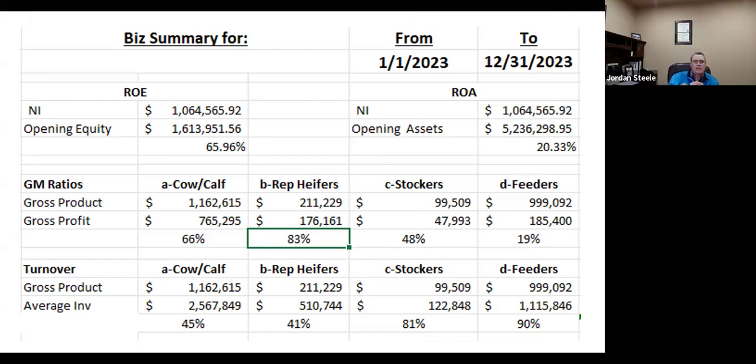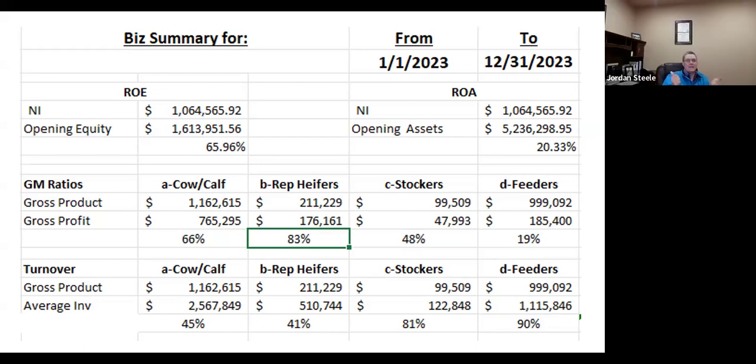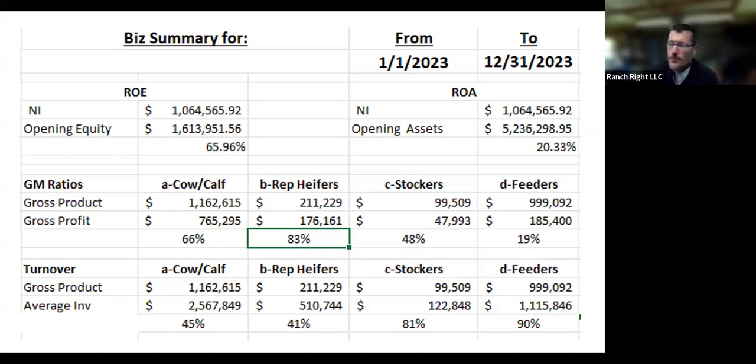You're not including land, right? No land. This is no land yet. Correct. That's exactly right. Land is out. So this is 5.2 million in livestock in this particular case, and some feed. And then the land debt is also out of these numbers too, right? That is correct. Okay.